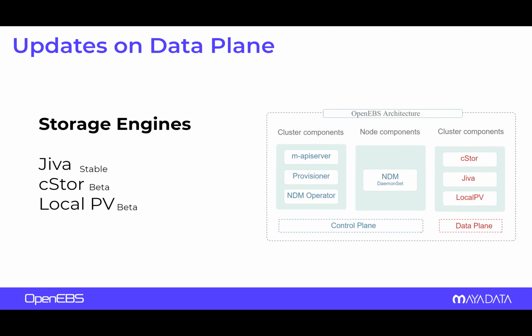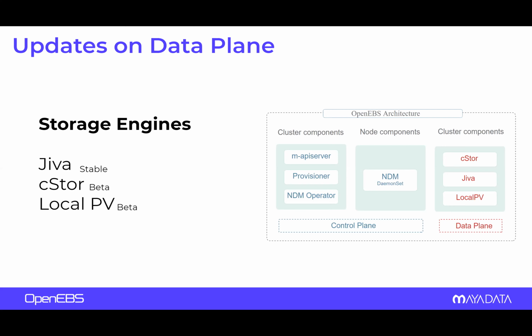Like I mentioned, in terms of performance, Jiva is the first storage engine we have introduced. It's very well known in the community. And as well as cStor. cStor introduced many new functionalities, more efficient snapshots, and data resiliency functionalities. And also, we are in the process of developing new storage engines which will improve performance dramatically.